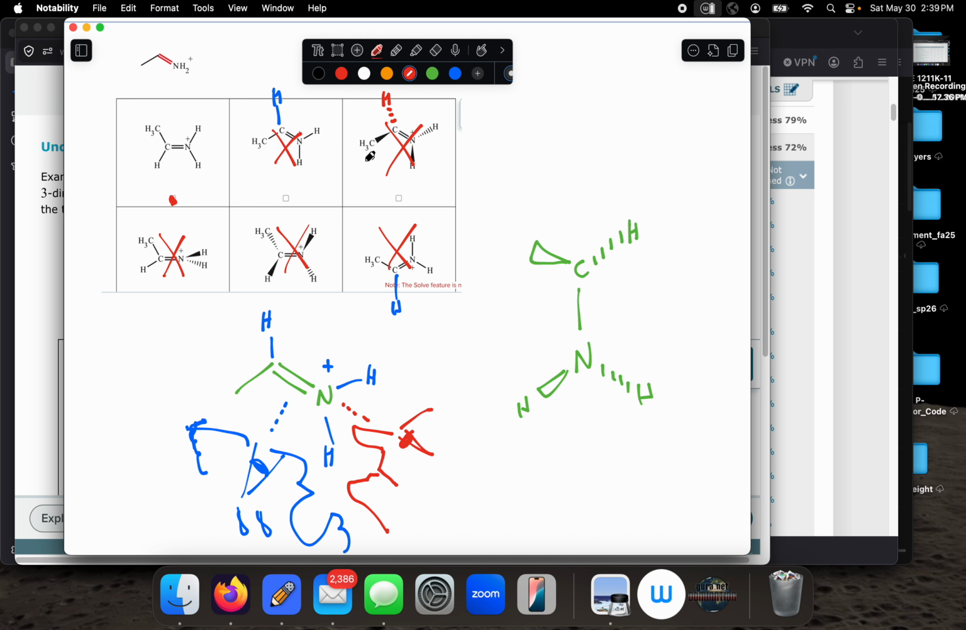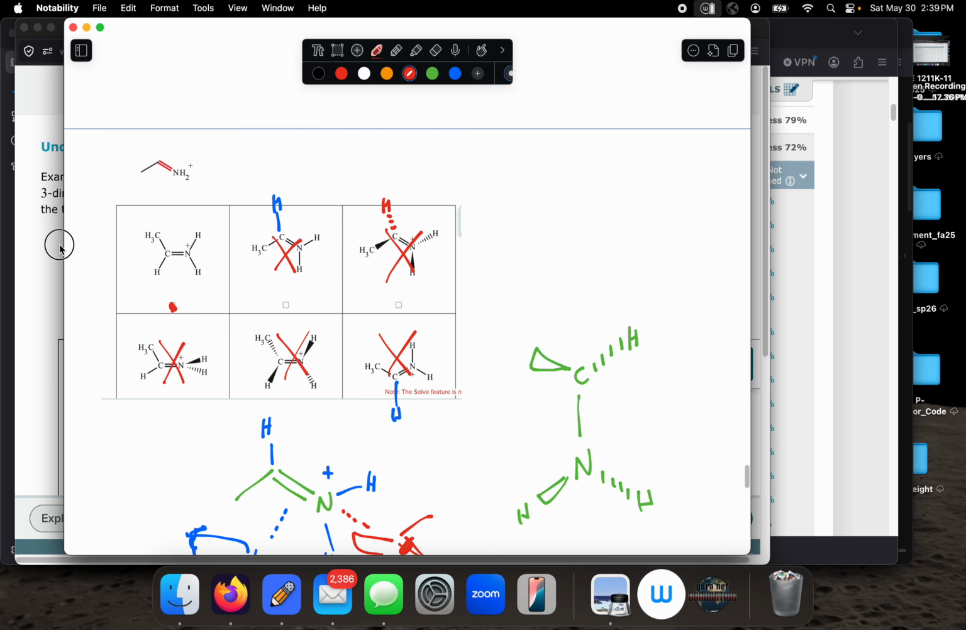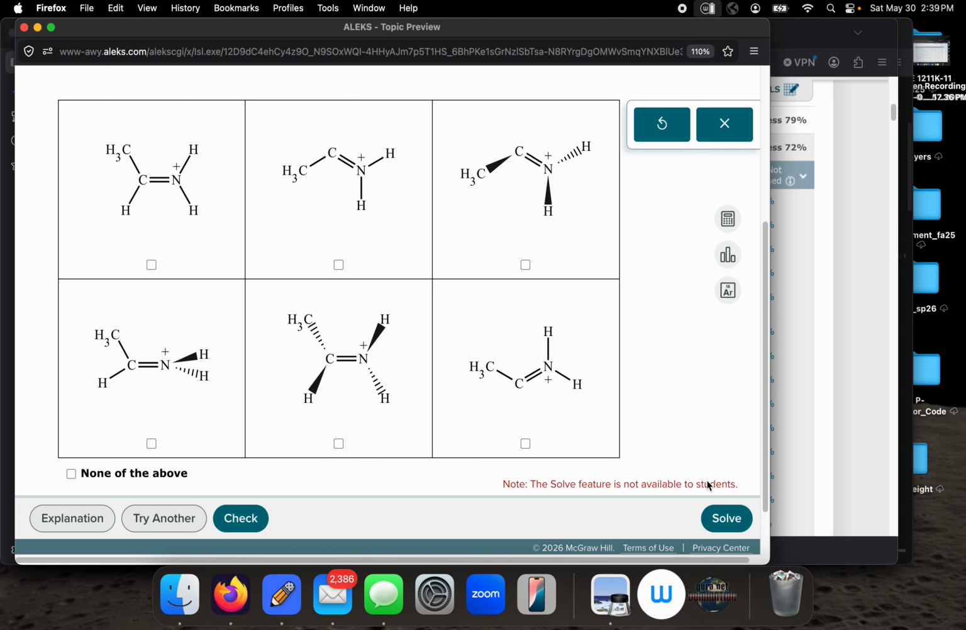Let's look at the rule again and see if I'm allowed to have a hydrogen coming off of that. Let's look at the rule. Examine the highlight. It doesn't say. So I'm gonna click solve, and I'm gonna say this should be the only one that's correct. If this is correct, this will also be correct because it's just from a different angle. Let's click solve. Yep, only one. So it's not gonna let me do the hydrogen here. Okay, so let's try another.